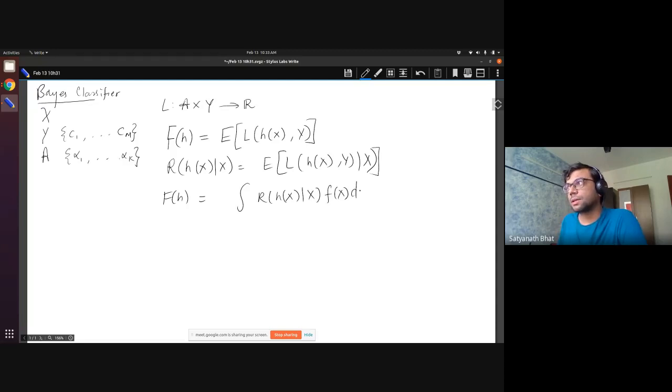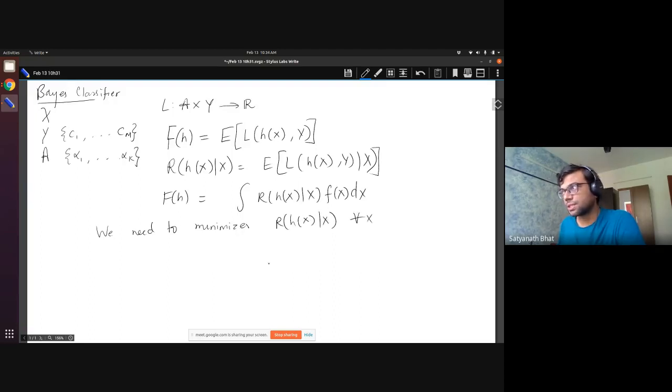We don't know what f of x is, but we understand that f of x is the same for all the classifiers. If we are able to minimize this, then we get our Bayes classifier. So basically, we need to minimize r of h of x given x for all x. This is what we need to do.